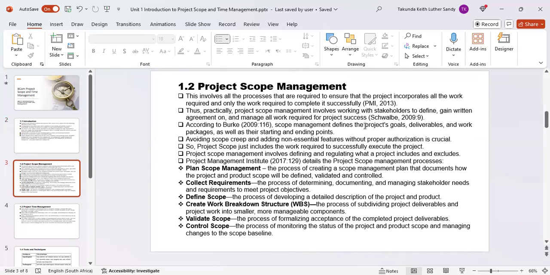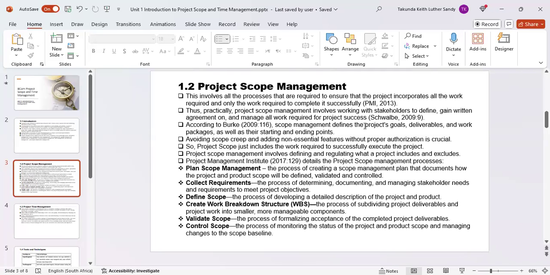Then we look at project scope management. And the question comes here: what is scope? When you hear the word scope, what do you think of? I would like you to take some time now and think of a circle. Think of that circle as your project. Everything that is inside that circle is called in scope.